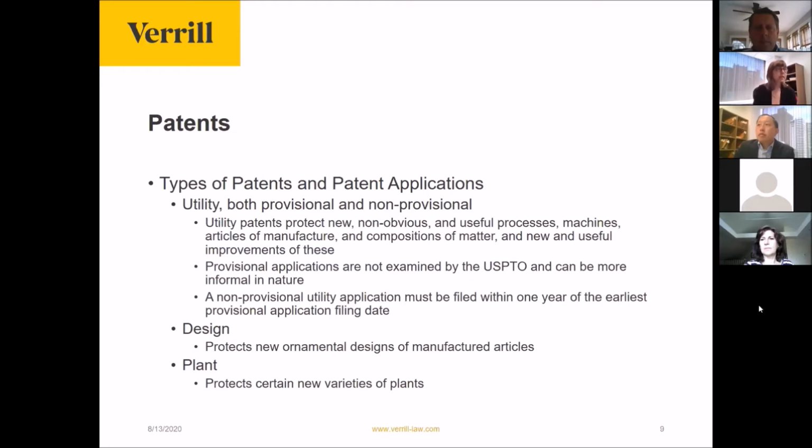Provisional applications can be filed in the US, but they're not examined by the US Patent and Trademark Office. They can be more informal in nature, so they can be less costly to file initially. To claim the benefit of a provisional application, a non-provisional application has to be filed within 1 year of the earliest provisional application filing date. And that includes any international or other country applications as well.